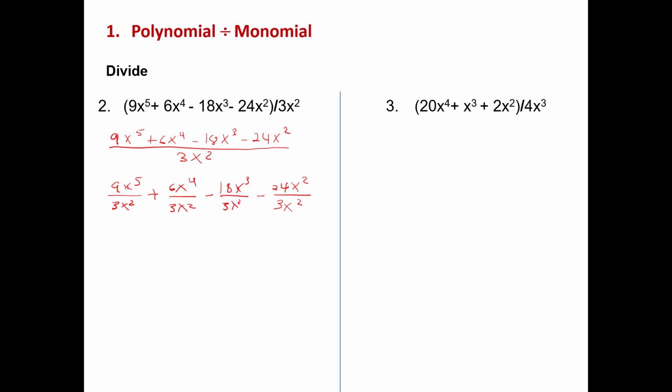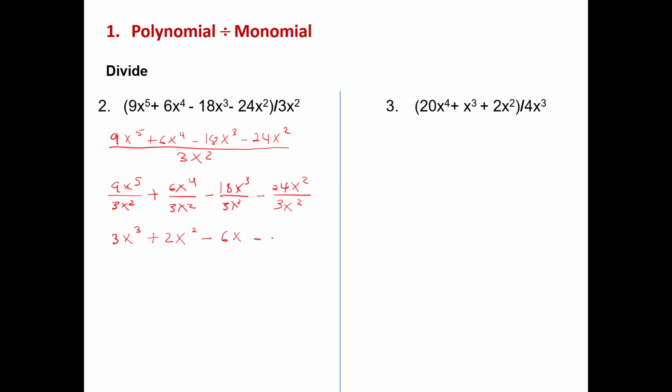And let's now try to skip some steps. 9 divided by 3 is 3. x, we need to subtract the exponents: 5 minus 2 is 3. Plus 6 divided by 3 is 2. x, 4 minus 2 is 2. 18 divided by 3 is 6. x, 3 minus 2 is 1. We don't need to write the 1.